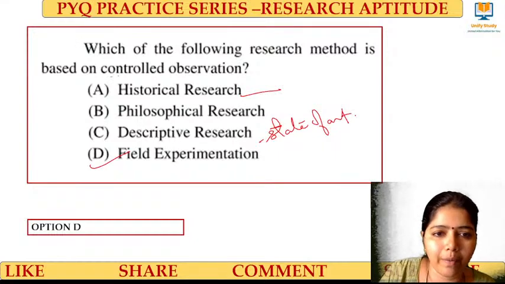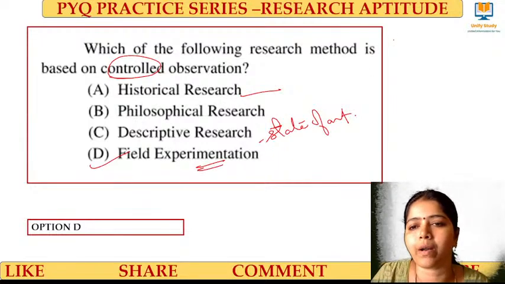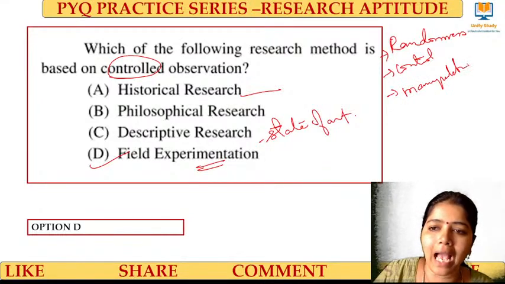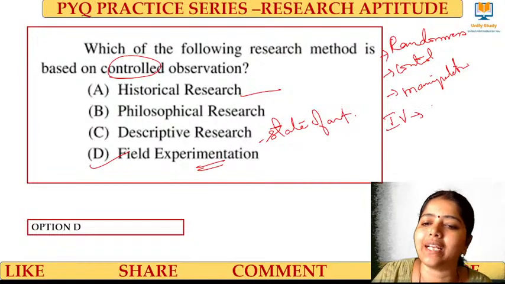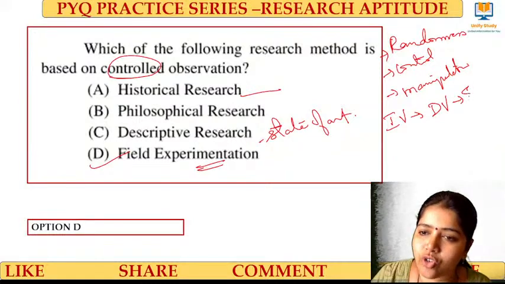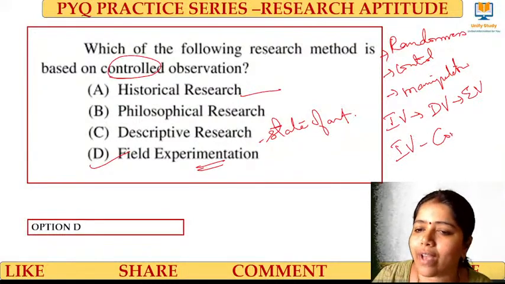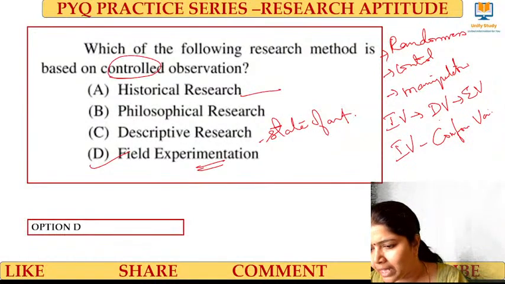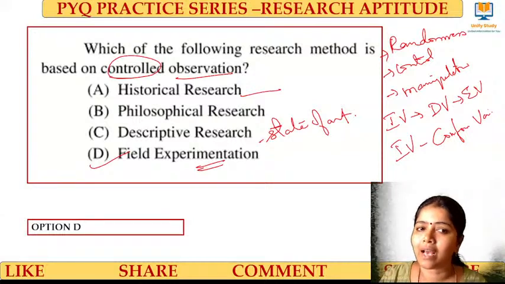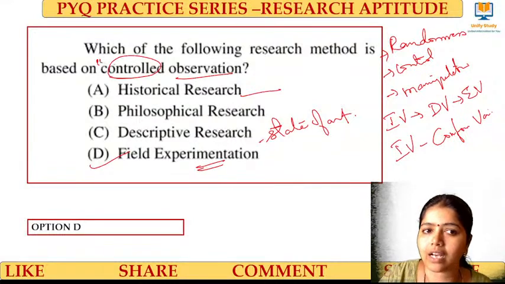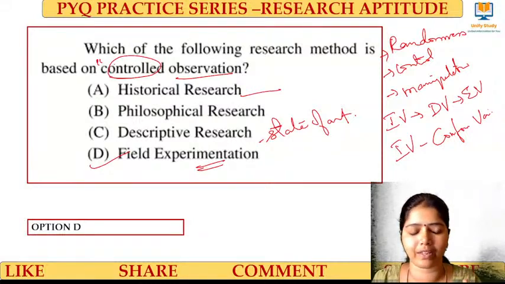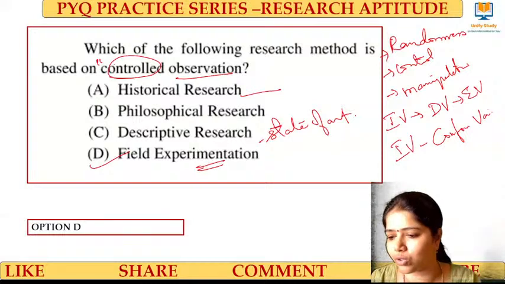Next question. Controlled means experiment. Here you have to remember randomness, control over the variables, and manipulation. Along with that you have to be clear about independent variable, dependent variable, extraneous variable, intervening variable, confounding variable. Yes, field observation controlled, ma'am. Yes, absolutely, if anything is observing. But they have given you a controlled observation. If I do an experiment in labs, we used to observe, but everything will be in a controlled way.